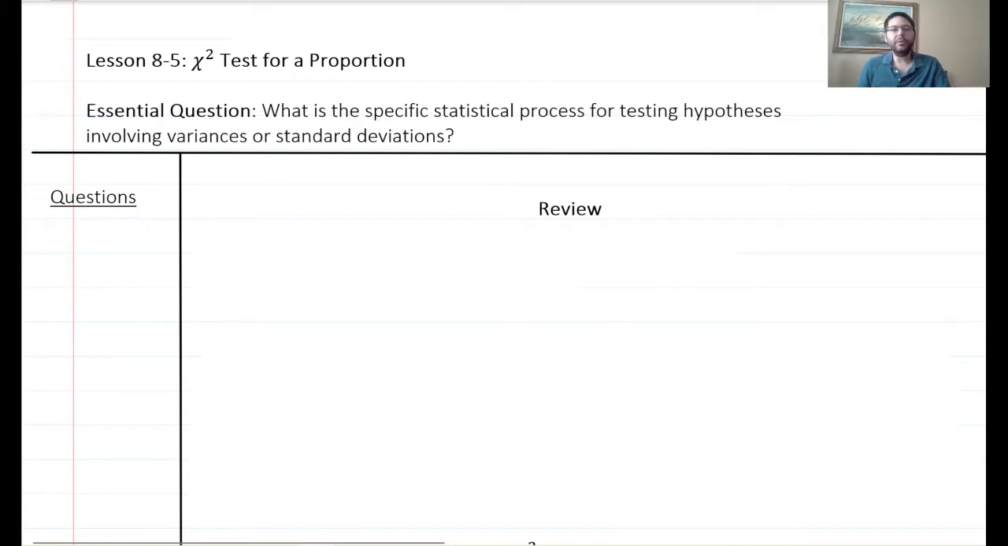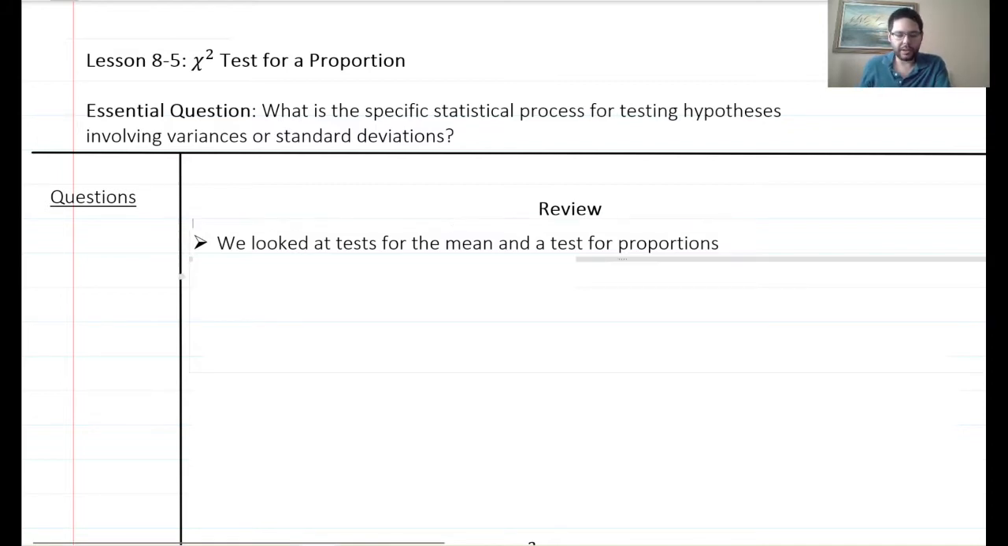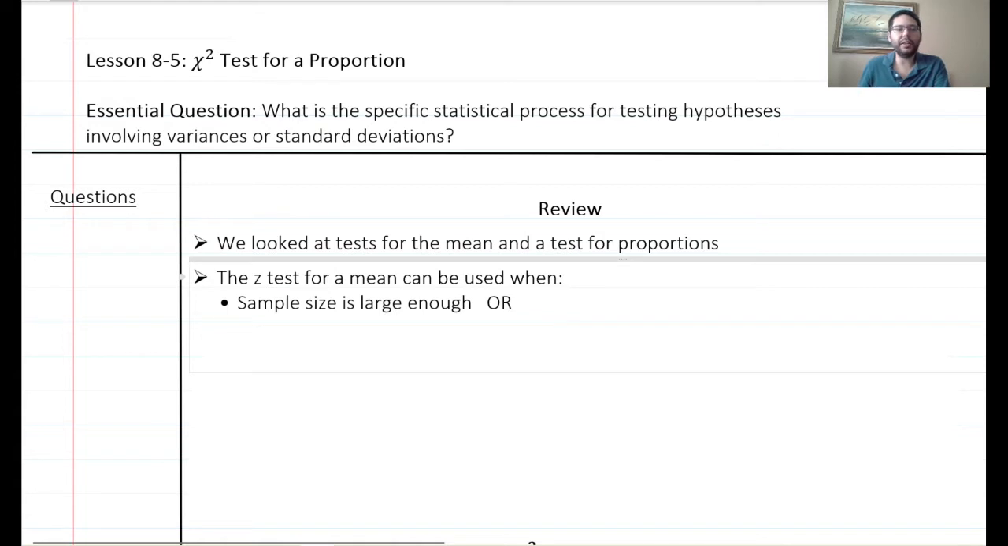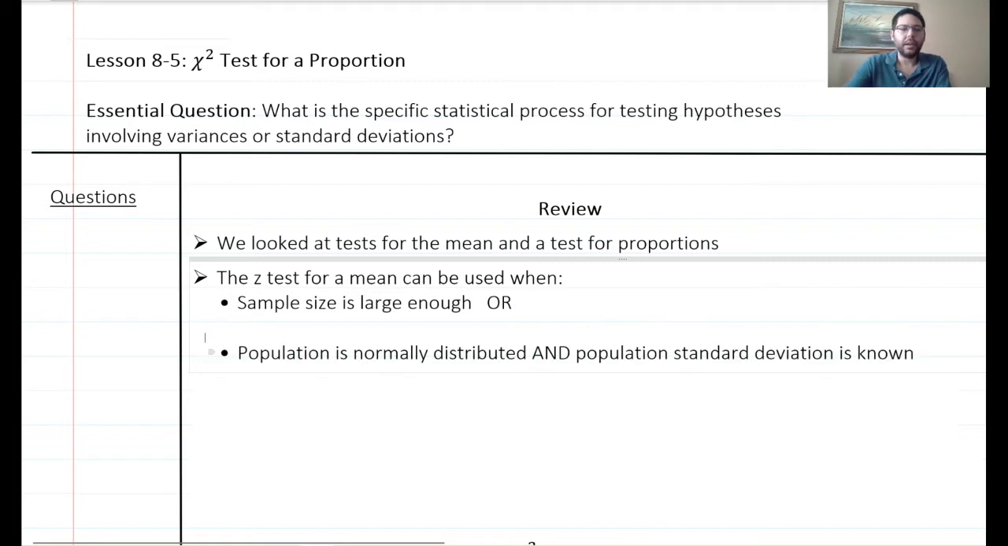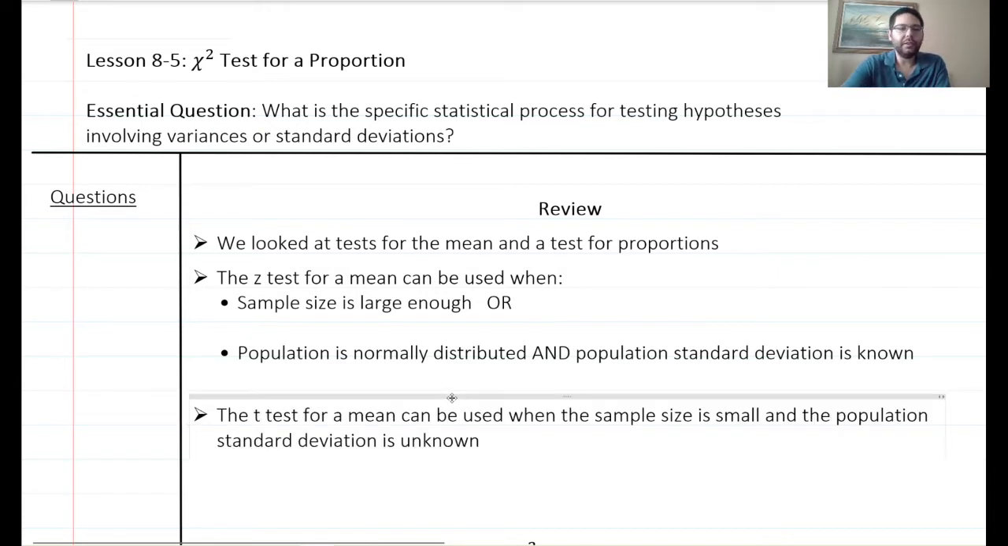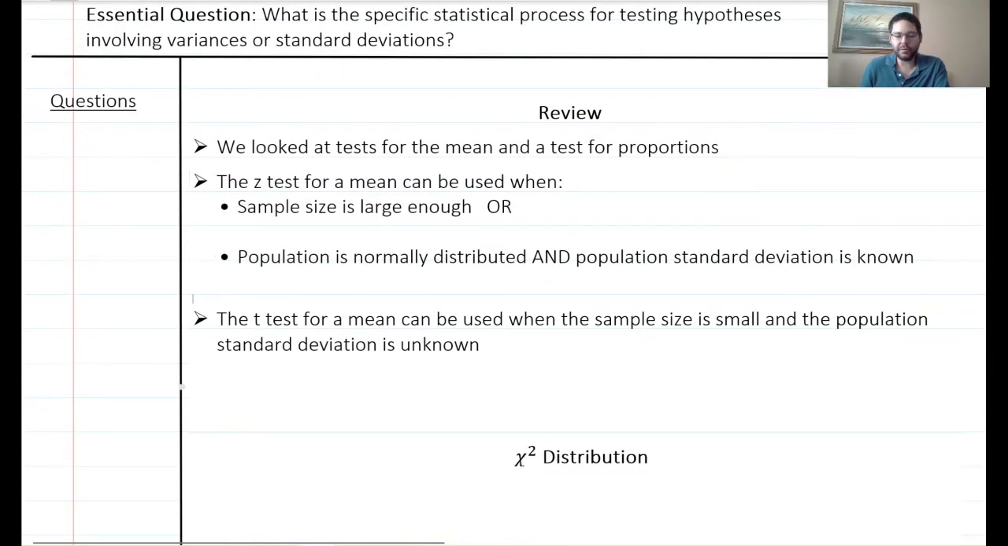All right, so to quickly review what we have covered in the previous lesson. Remember that we covered tests for means as well as tests for the proportion, which is the z-test for the proportion last class. So quickly running through those, remember that the z-test for a mean can be used when the sample size is large enough or when the population is normally distributed and the population standard deviation sigma is known. Now, if the sample size is small, then we use a t-test, and that was used when the sample size is small and the population standard deviation was unknown.